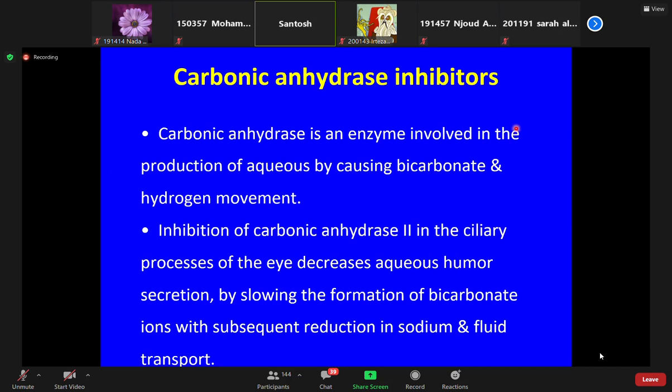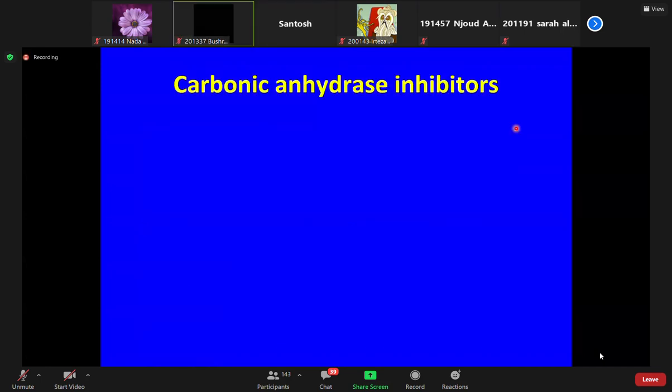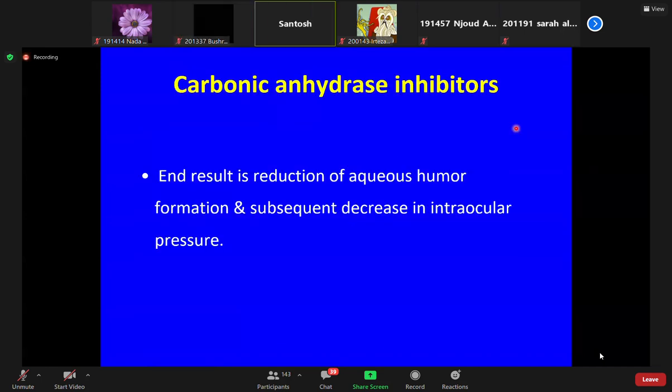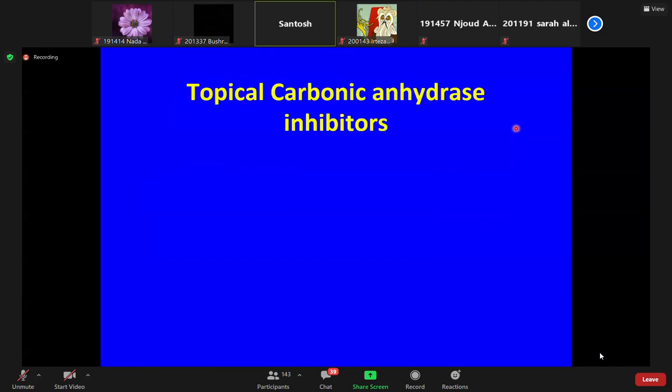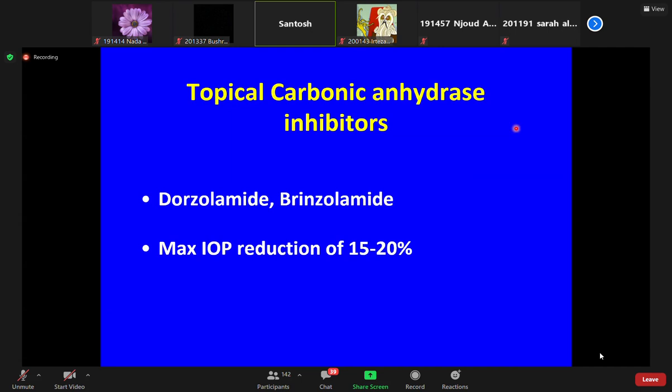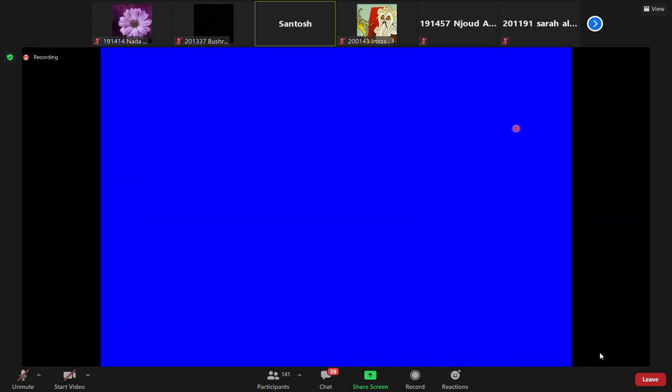Is that clear? Yes, doctor. So end result is reduction of aqueous humor formation and subsequent decrease in intraocular pressure. So we have topical carbonic anhydrase inhibitors, dorzolamide, brinzolamide, okay? These two, and there are many others as well. Topical carbonic anhydrase inhibitors, okay? The maximum intraocular reduction is 15 to 20% with these drugs.